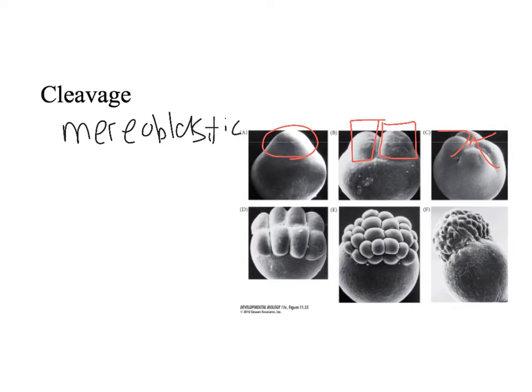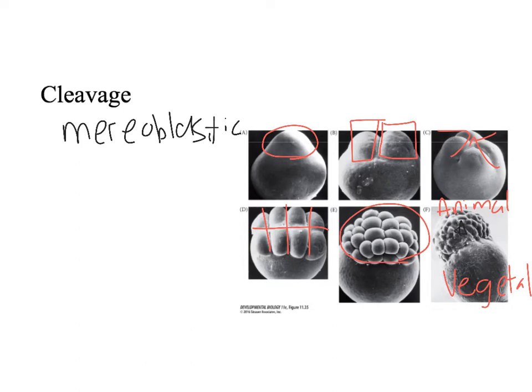So as these cells are splitting, they form what's called the blastodisc, this area right here, and this sets up the animal pole and the vegetal pole. So again, the term meroblastic simply means that only a portion of the egg divides. Again, this portion up here.